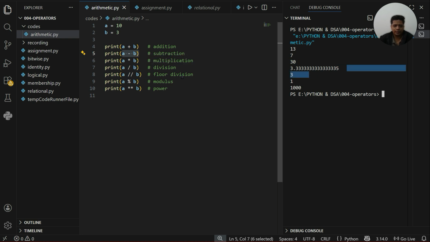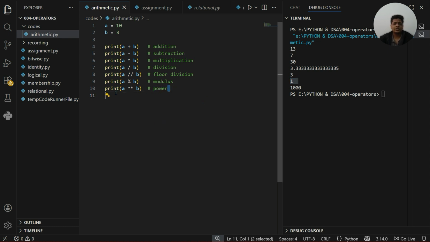Then A double divided by B. This is floor division. Floor division means integer-only division. It will neglect the decimal point and print only the integer. So 10 divided by 3 is 3.33, but this 0.33 will be ignored, and only 3 will be printed. Then A mod B means the modulus value, that is 10 mod 3. Modulus is used for printing the remainder. So 10 mod 3, what will be the remainder? 1 will be the remainder, as 3 threes are 9 and 1 is left.